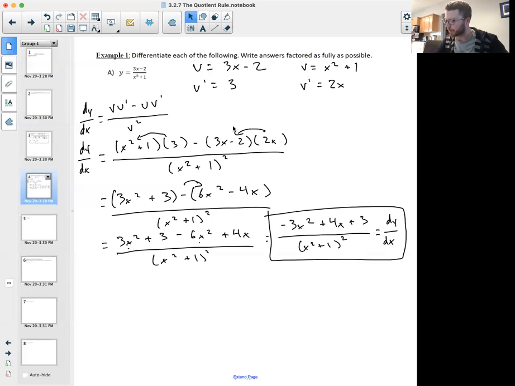Okay, so just a note here. We always factor if possible. In this case, we cannot factor the numerator, so we don't want to use the quadratic formula for that. So always factor and simplify as much as we can. Cool.